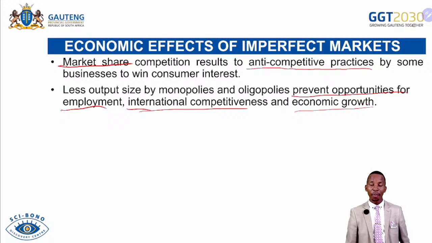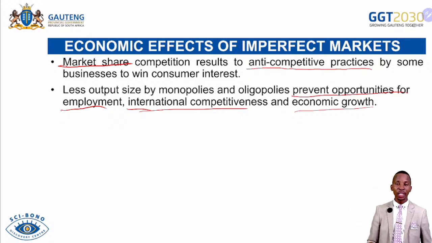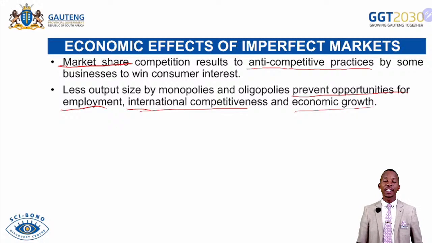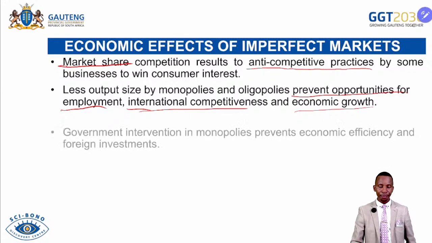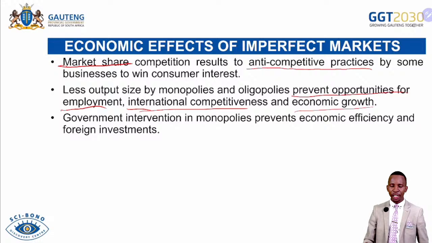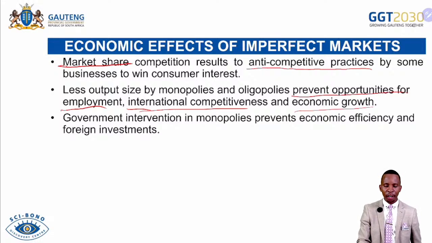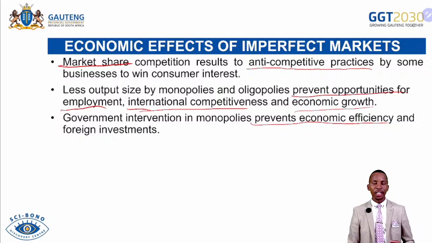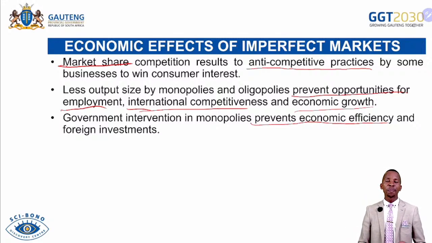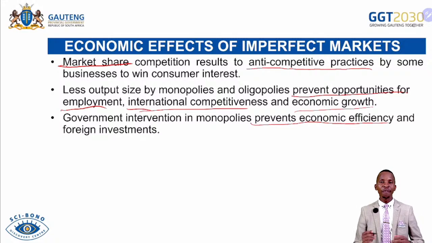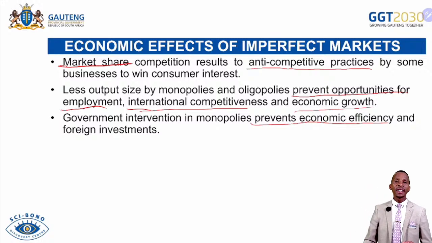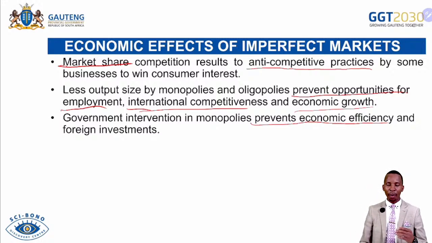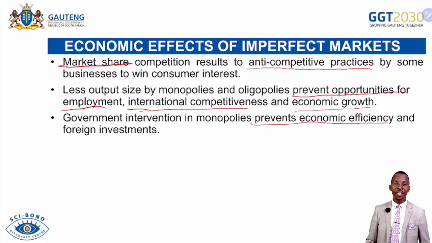And then that will compromise economic growth, because if there are few firms producing products, there will be relatively less output available within the economy. Government intervention in monopolies prevents economic efficiency and foreign investment. Remember, if within the economy there is too much government intervention, investors are always pessimistic about investing in that economy. So if government intervenes maximally to control these monopolies, foreign investors find it difficult to come and invest in our South African economy, because they don't like to invest where there is too much government intervention or control.